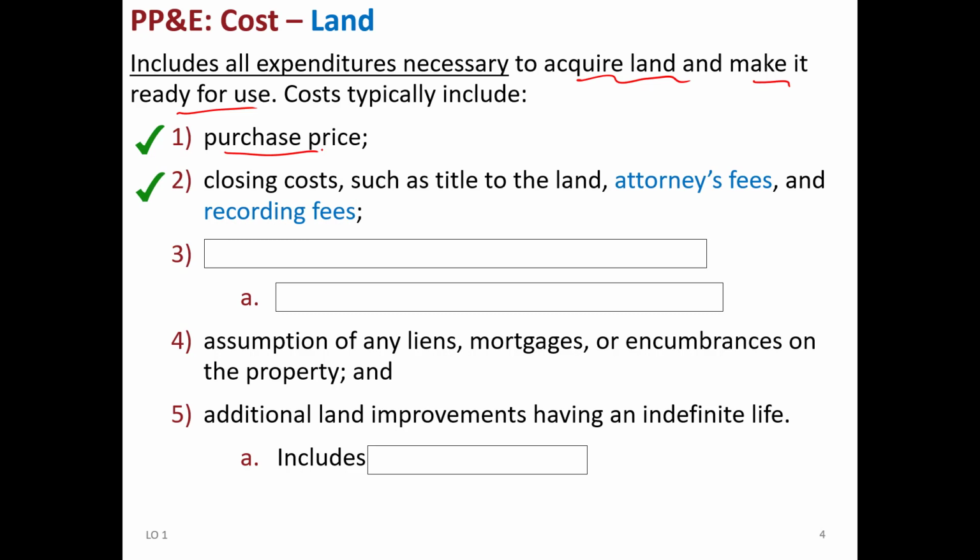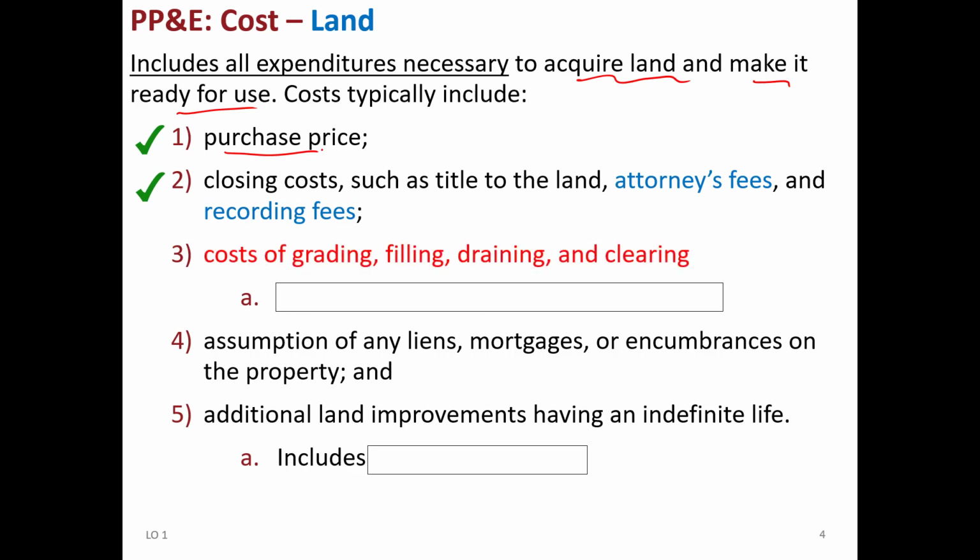Another one that people tend to forget about are the costs of grading, filling, draining, and clearing land. So we buy a piece of land, but we need to flatten it out. We need to dig it up. We need to make it even.